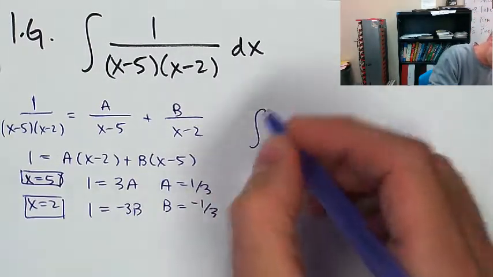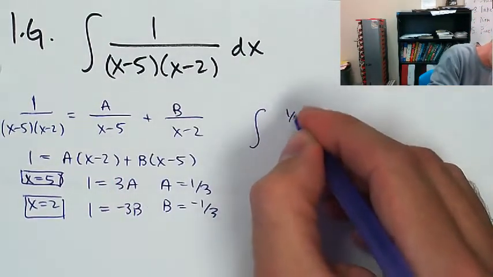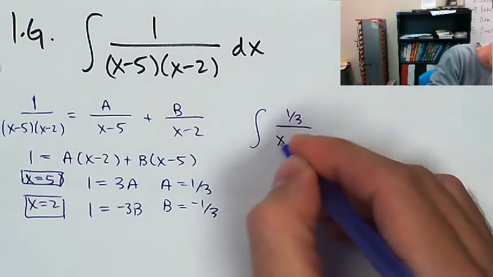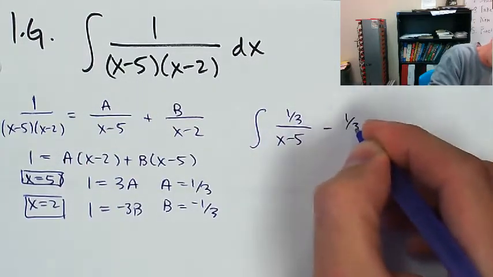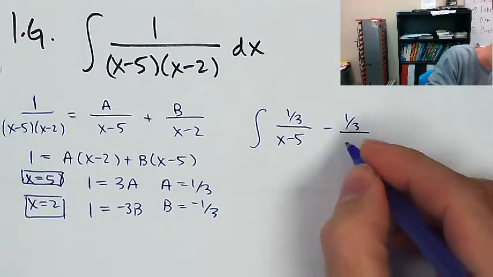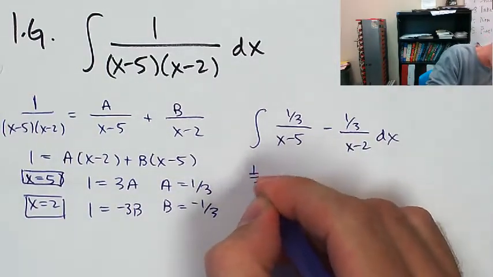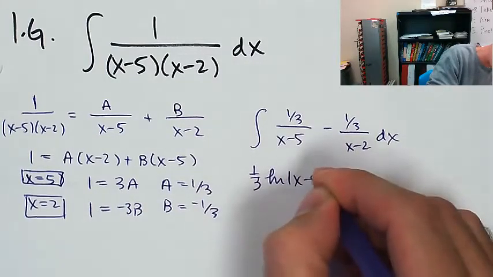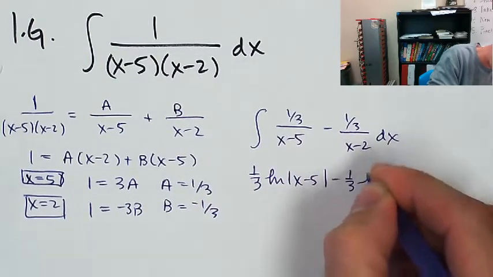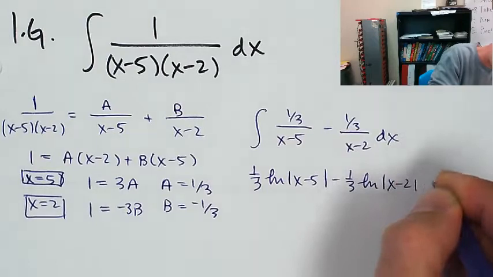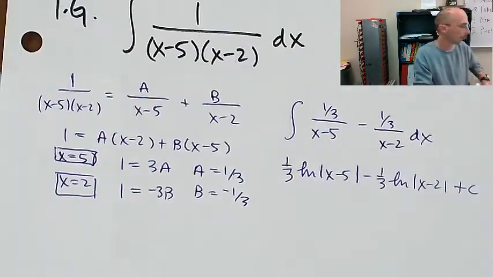So I'm anti-differentiating. It's 1/3 over x minus 5 minus 1/3 over x minus 2. And then this is 1/3 of the log of the absolute value of x minus 5 minus 1/3 of the log of the absolute value of x minus 2 plus c.